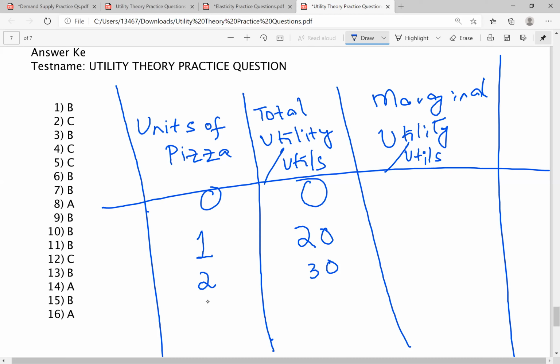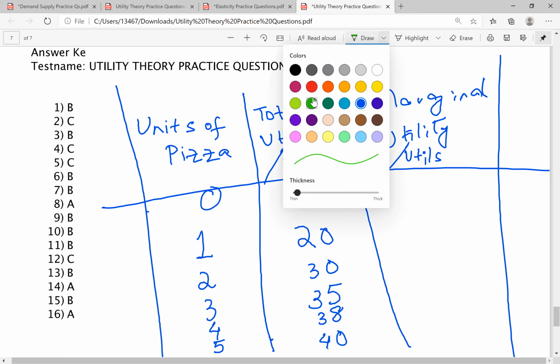Now I want to eat the third slice of pizza. It's making me very happy to keep on eating slices of pizza. My total utility increases from 30 to 35. I decide on eating another slice of pizza here. Total utility went up from 35 to 38. Another slice of pizza, my total utility went up from 38 to 40. All right, what is going on here?